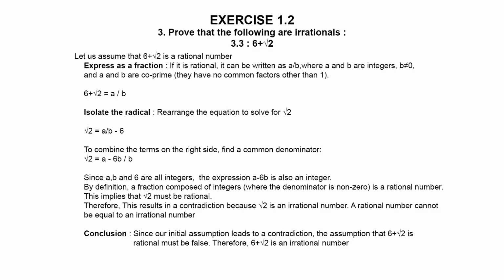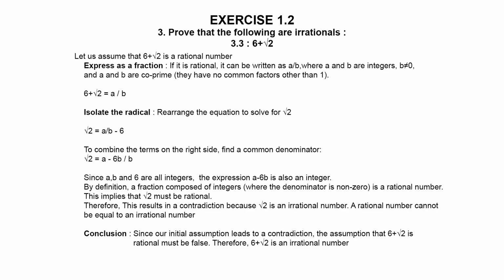Problem 3.36: 6 + √2. Let us assume that 6 + √2 is a rational number. Express as a fraction. If it is rational, it can be written as a/b, where a and b are integers, b is not equal to 0, and a and b are coprime, they have no common factors other than 1. 6 + √2 = a/b. Isolate the radical. Rearrange the equation to solve for √2. √2 = a/b − 6.